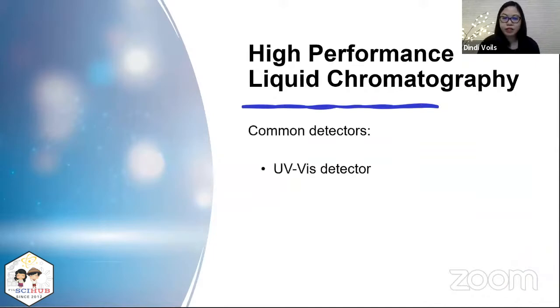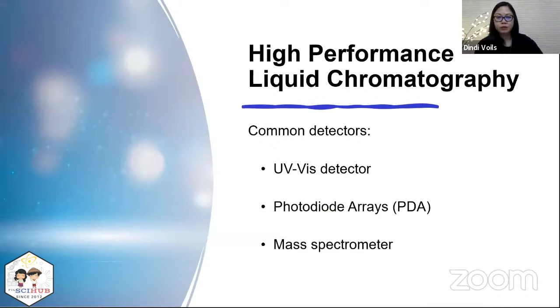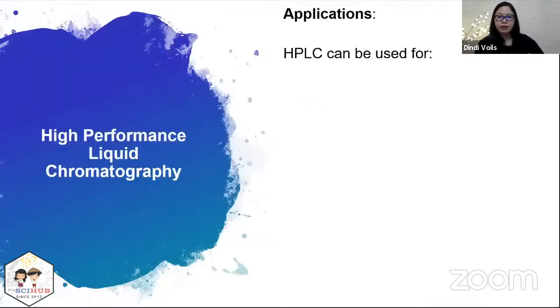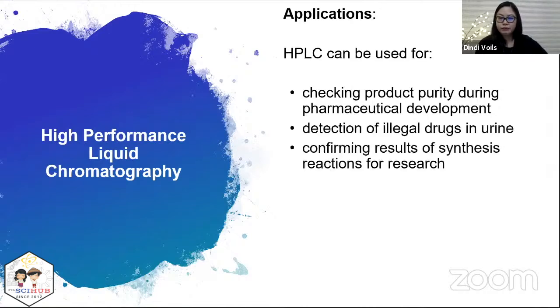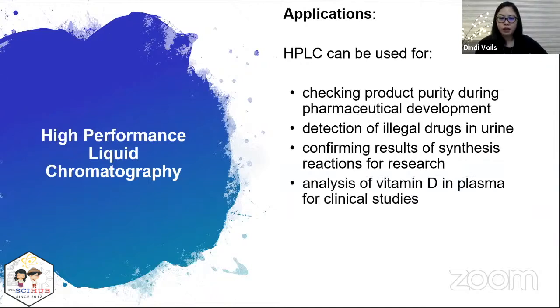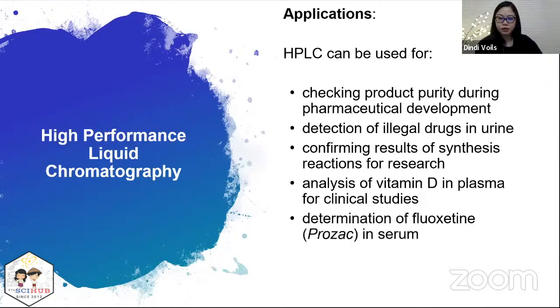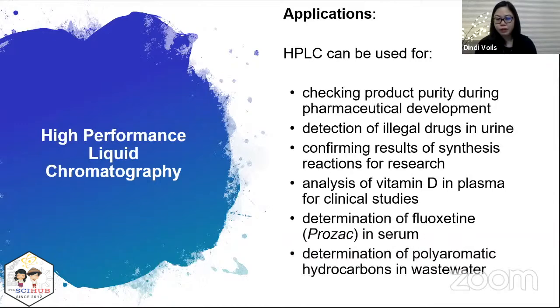Common detectors are your UV-Vis detector, photodiode arrays, and mass spectrometer. HPLC can be used for checking product purity during pharmaceutical development, detection of illegal drugs in urine, and confirming results of synthesis reactions for research. Very specific applications are the analysis of vitamin D in plasma for clinical studies, determination of fluoxetine in serum, and determination of PAH in wastewater.